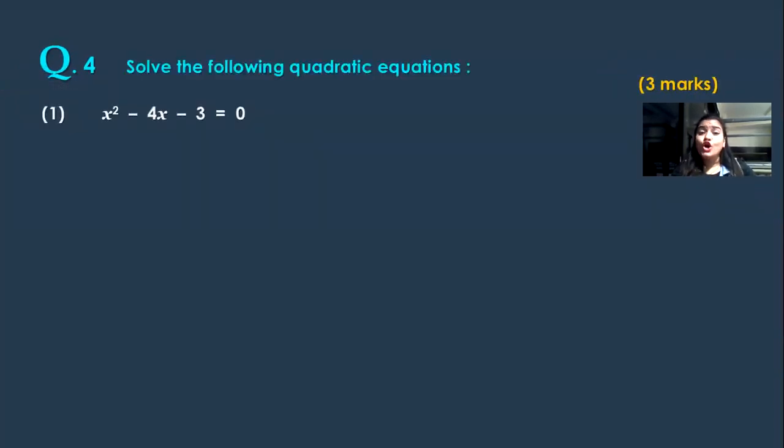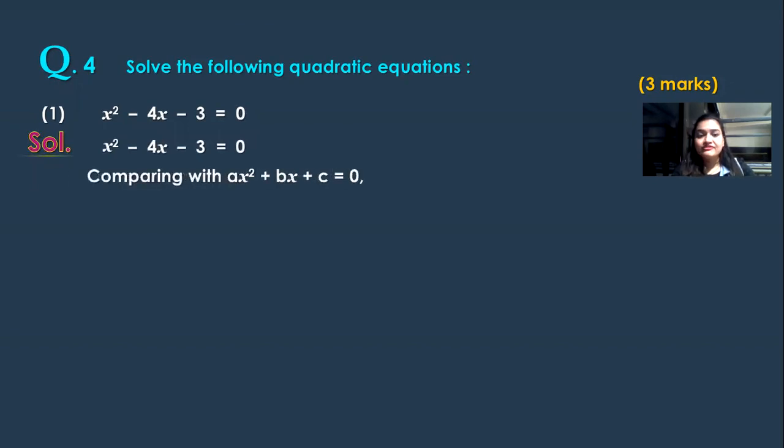You have to solve the quadratic equation. That means you need to get the value of x. Now guys, over here you have x square minus 4x minus 3 is equal to 0. We will solve it by factorization method. So guys, first of all, I am comparing the equation with ax square plus bx plus c is equal to 0. So as per that, a is 1, b is minus 4, c is minus 3.